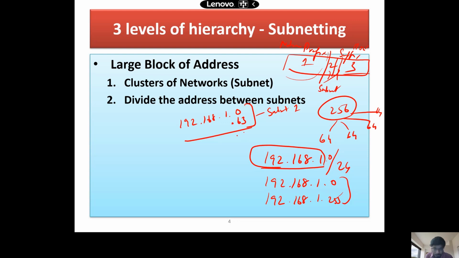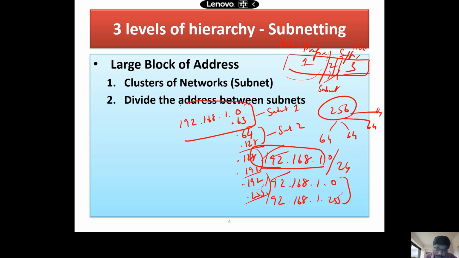Then the subsequent one will be .64 to .127. Till that I will use for subnet 2. Then 128 till 191, I will use it for subnet 3. Then 192 to 255, I will use for subnet 4. Contiguously, you have to do it in such a way that it's not getting wasted. So that is very important.